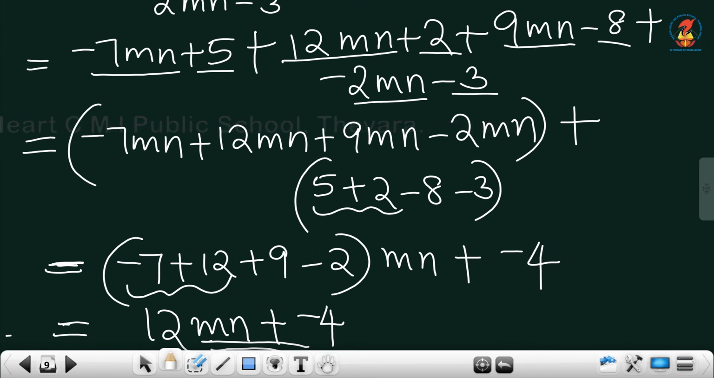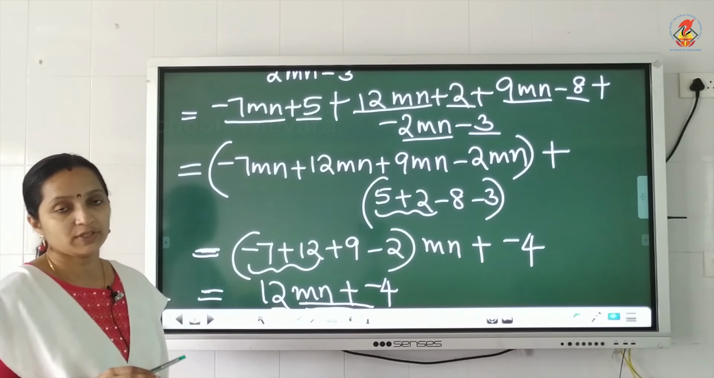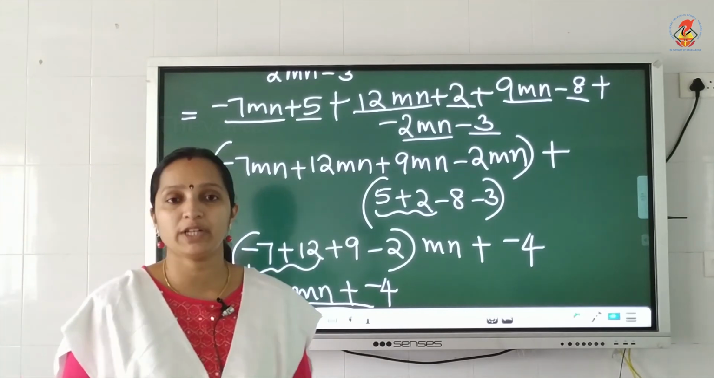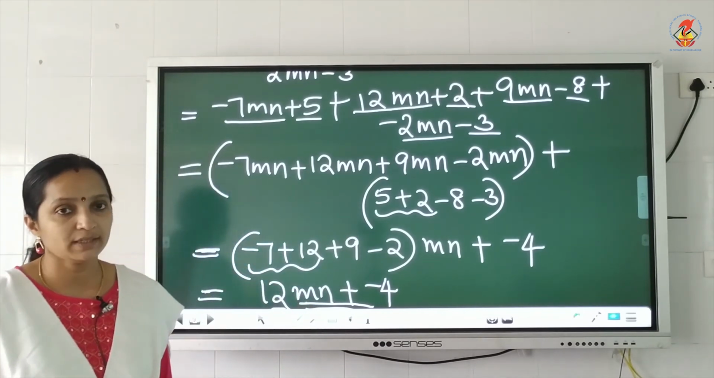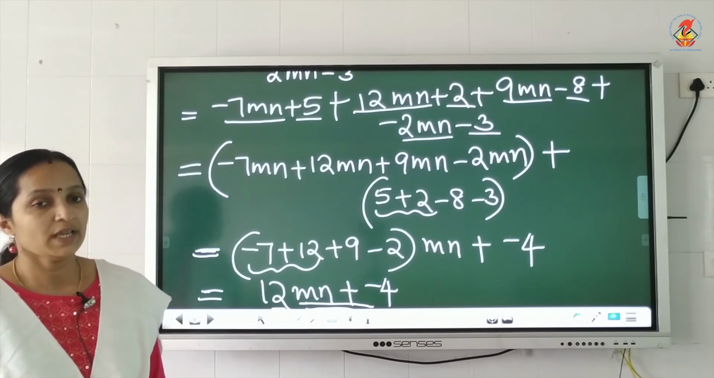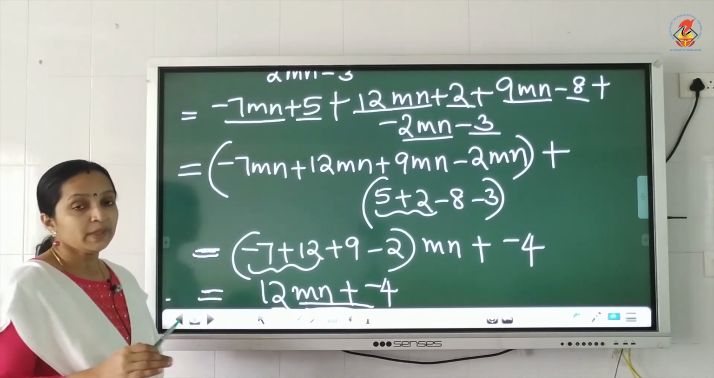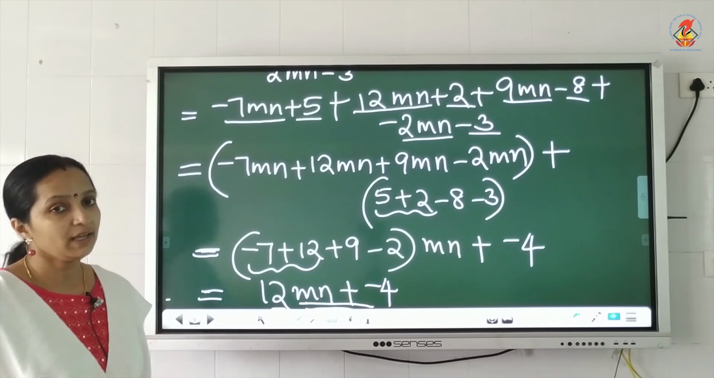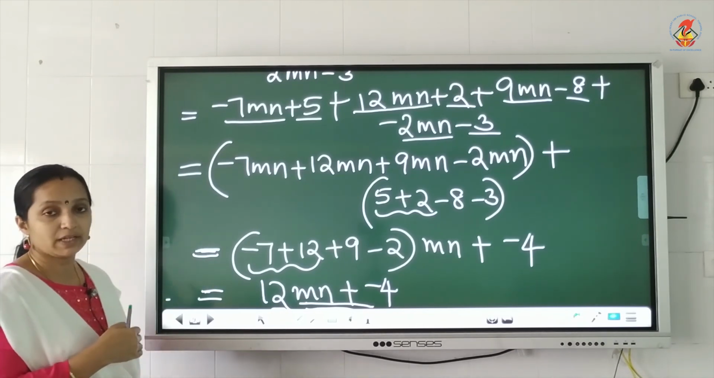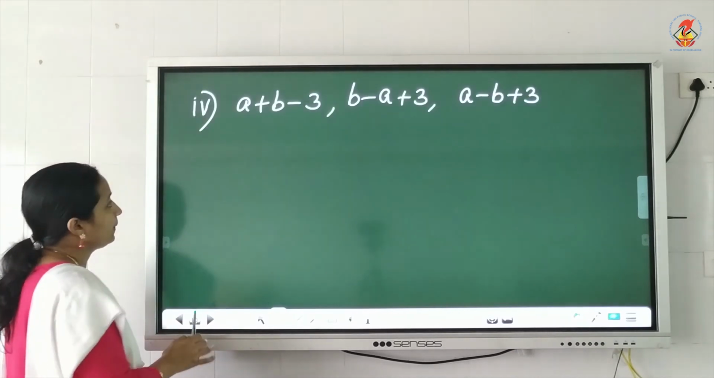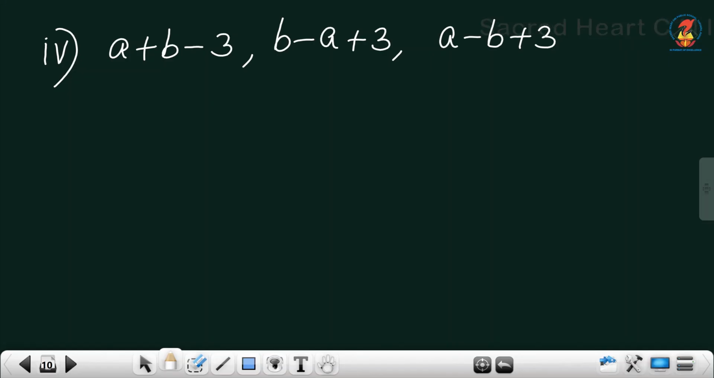I hope these answers are clear. The important thing is, if you want to add two or more expressions, first you group the like terms and solve the groups. And always it is better to write the terms in descending order of their exponents. That means greater power will come first. And move to the next question.